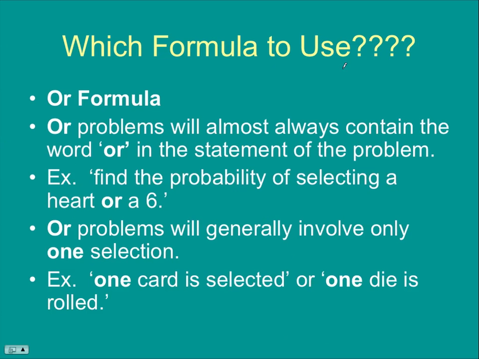So wrapping it up, which formula to use? So if you want to use the OR formula, OR problems will almost always contain the word OR in the statement of the problem. So an example, find the probability of selecting a heart or a 6. OR problems will generally involve only one selection. So one card is selected or one die is rolled. And it's in the events where we can have both happen at the same time.